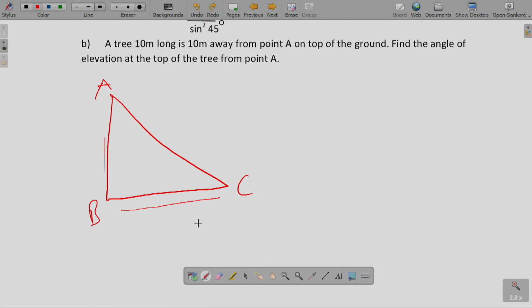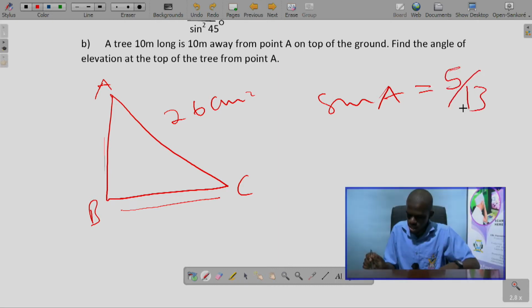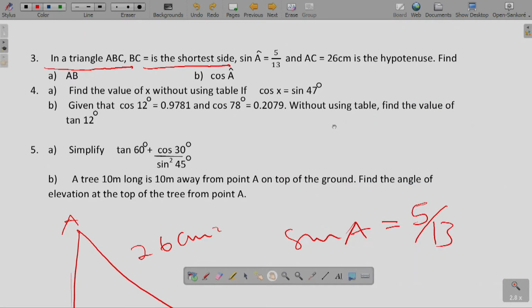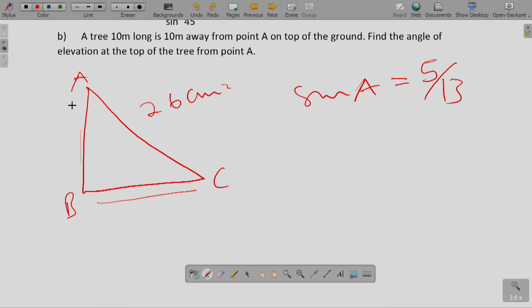So hypotenuse is AC, which is equal to 26 centimeter, and also we have sine A is equal to 5 over 13. So find length AB and cosine of angle A. So here we have to find this length, and also we have to find the cosine of A. This is A. So first we have to find the length AB and then cosine of A.